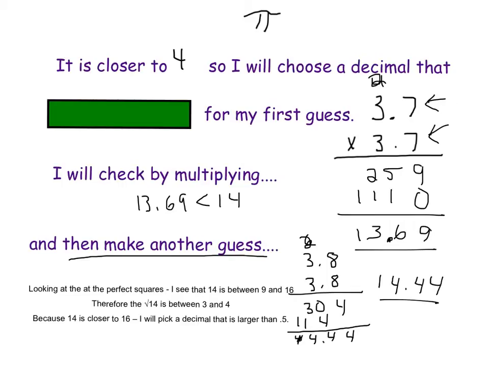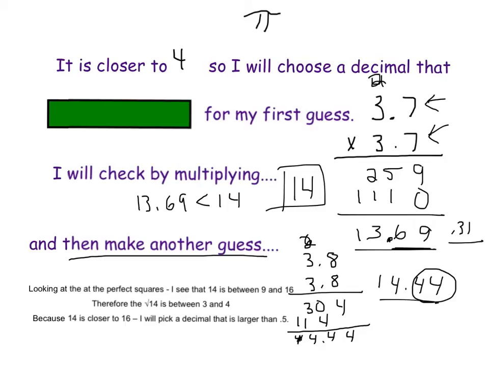So we need to see which one is closest. We're looking for 14. That's what we're looking for. When we did 3.8, it was 44 hundredths away from 14. And here, if we added 0.31 to 13.69, it would get us to 14. So our first guess of 3.7 was the closest guess. So a big mistake that is made is putting 13.69 as my answer.